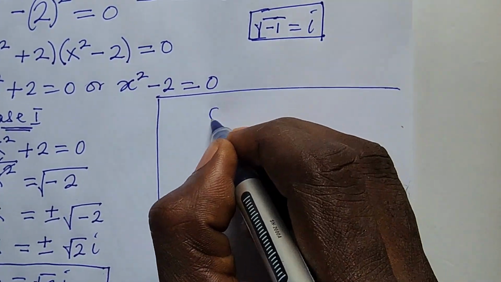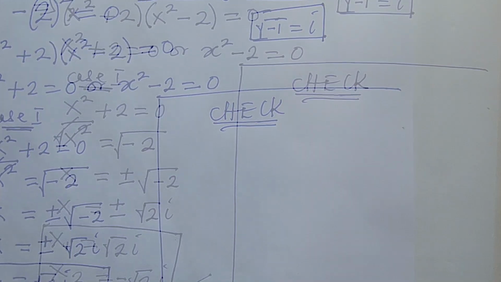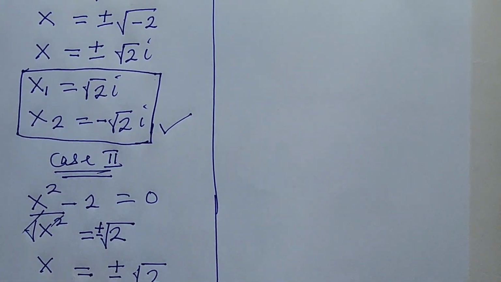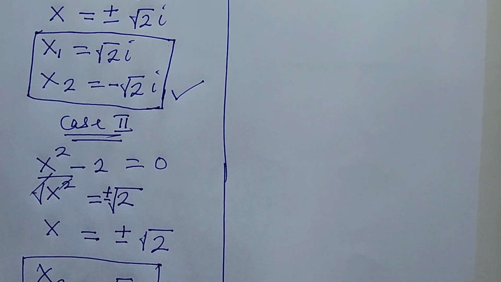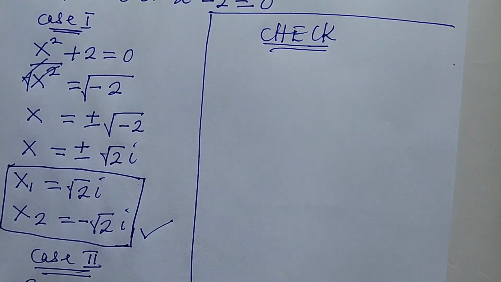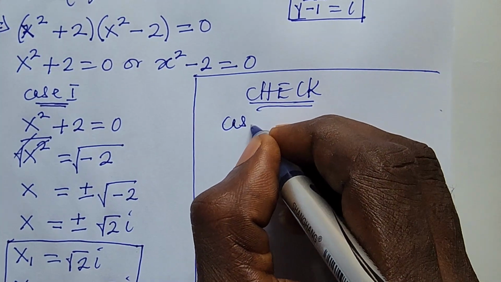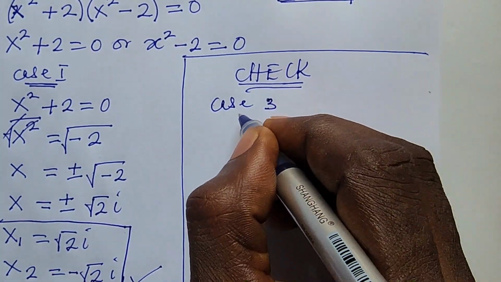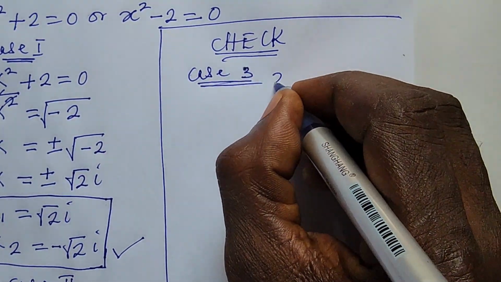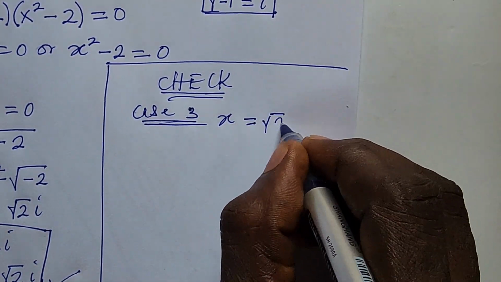So let's check. All right, so from our solutions here, let's take the positive one first. So the first one is root 2. So x3 now. So we're taking this as our case 3. Okay, we have x is equal to root 2.